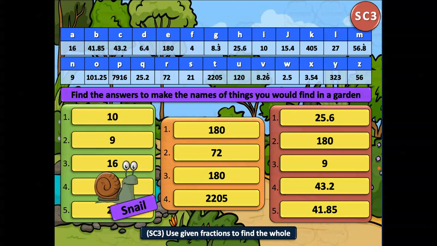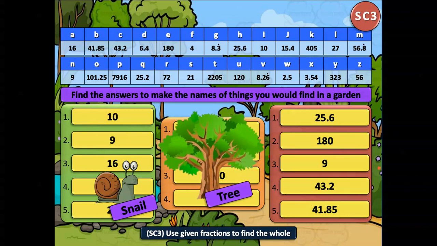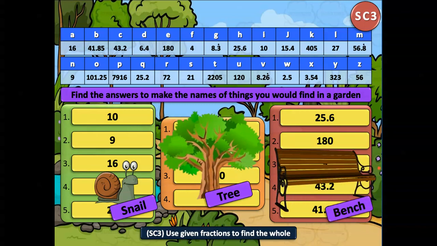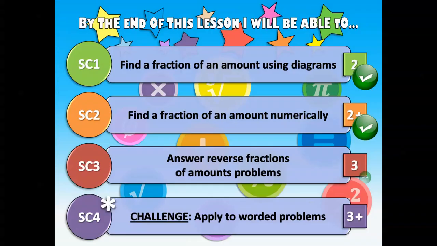The green answers made snail. The amber answers made tree. And the red answers made bench. And now we've completed success criteria 3. So now we're going to have a go at success criteria 4, and this is to apply to worded problems.